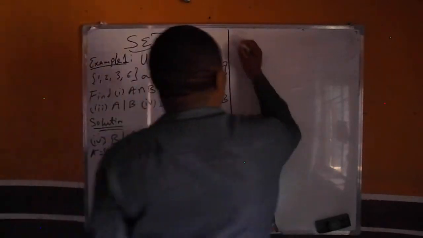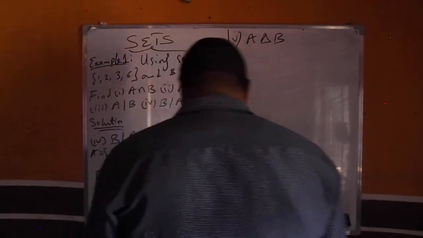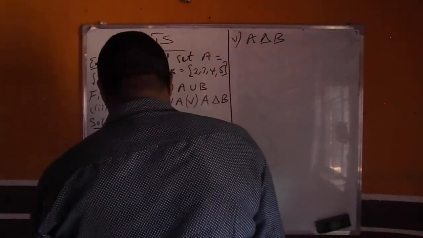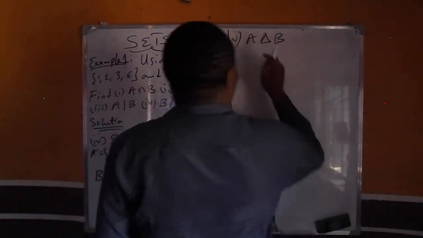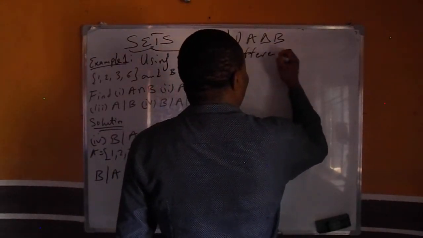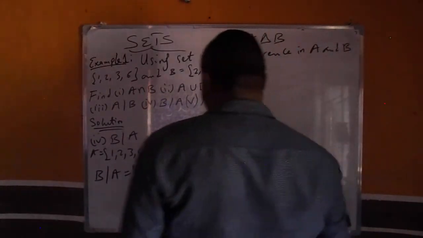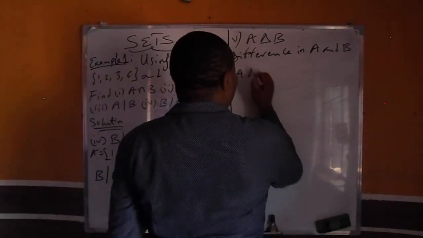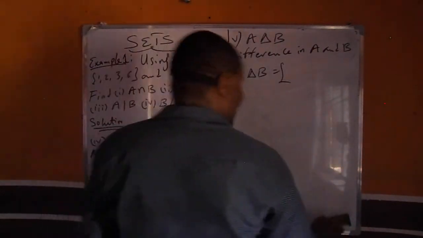Roman figure 5 is talking about A, then we have this sign, the triangle sign. The difference in A and B. This is talking about the difference in A and B. So we now say, the difference in A and B equals to, what is in A?